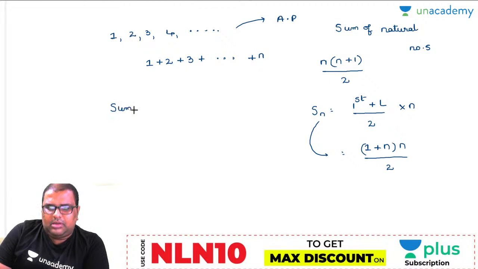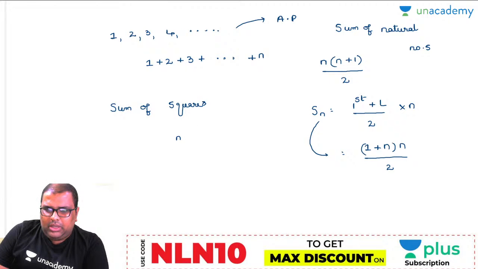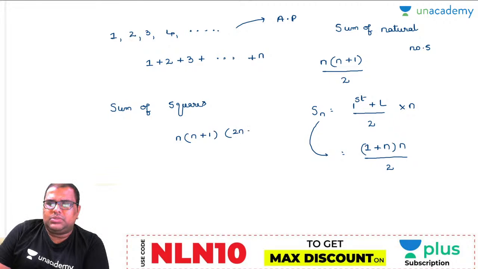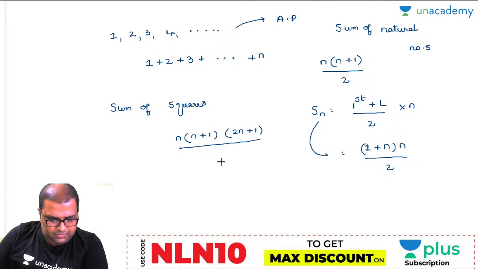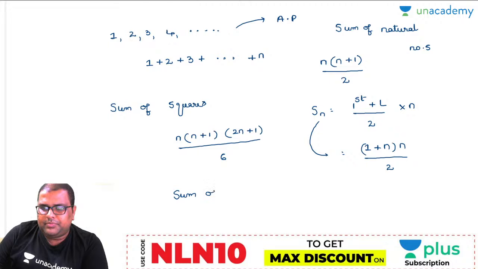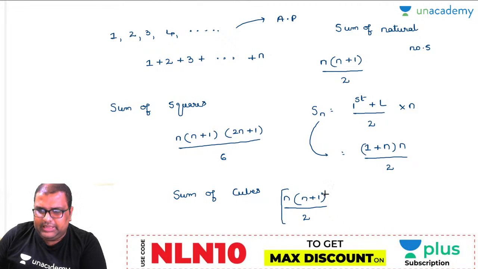Sum of squares. Sum of squares up to n. So automatically you can write this as n into n plus 1 into 2n plus 1 divided by 6. This is what everybody knows. Yes. Now sum of cubes. I am writing only 3. Sum of cubes is nothing but n into n plus 1 divided by 2, whole square. Now why am I writing these 3 only?